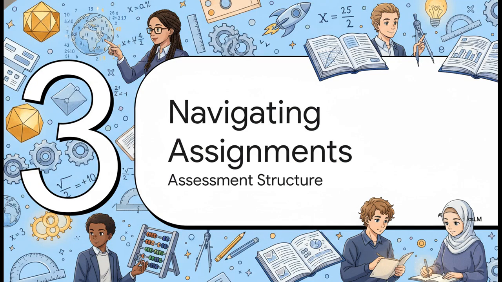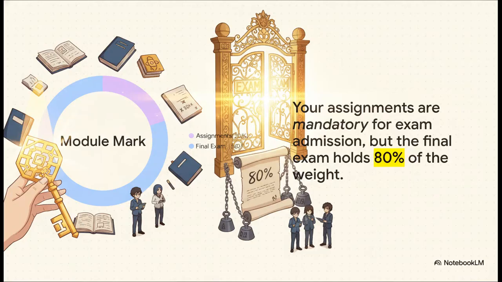Okay, so you've got the concepts. Now for the really important question. How do they grade you? Let's jump into Section 3 and break down how your assignments work. Pay close attention to this one. Your assignments make up 20% of your grade. But really, you should think of them as your mandatory ticket to get into the final exam. Why? Because that final exam is a whopping 80% of your entire mark for the module.